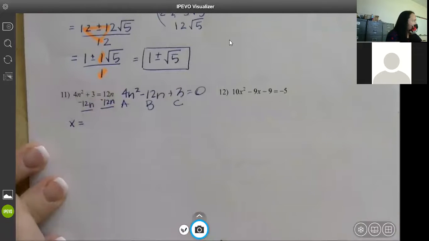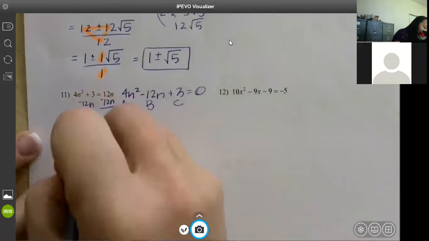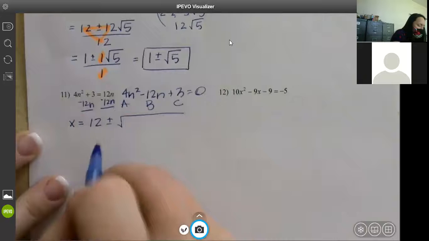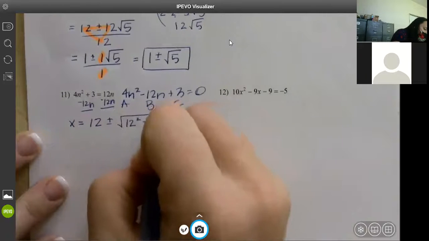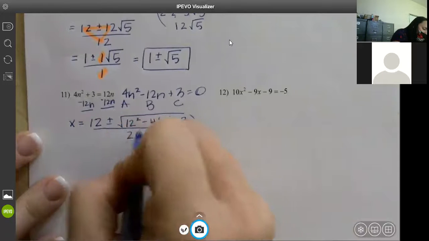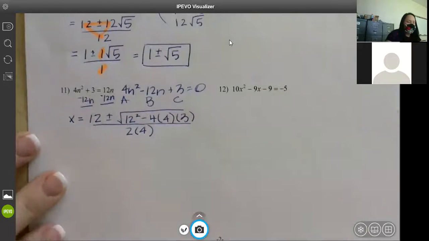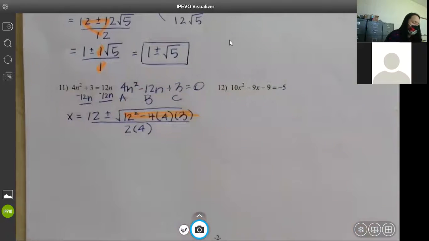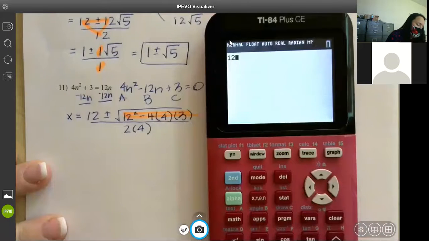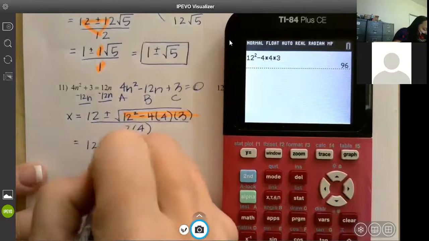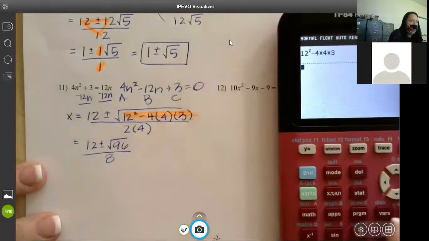There's no GCF, so this one should be fairly quick. So x equals, change your sign of B, so positive 12, plus or minus big fat square root of 12 squared minus 4 times 3, all over 2 times 4. Only do what's under the radical. 12 squared minus 4 times 3 gives you 96. Over 2 times 4 is 8.